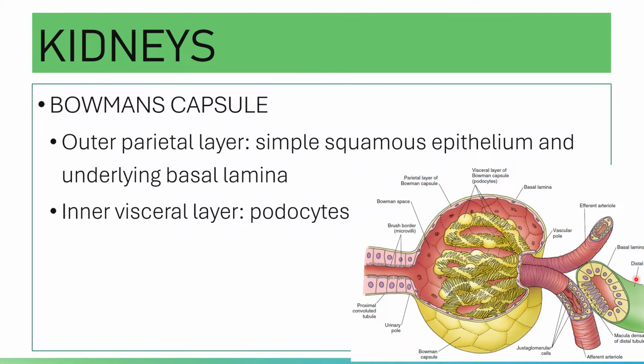Okay, and so your Bowman's capsule has two layers. Your inner visceral layer is in close contact with your glomerular basement membrane. And then you have your outer parietal layer, which is again made of squamous epithelium and an underlying basal lamina.